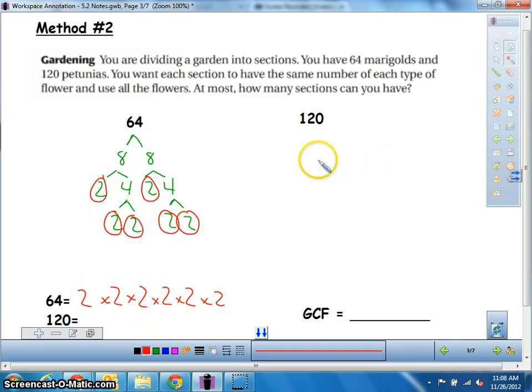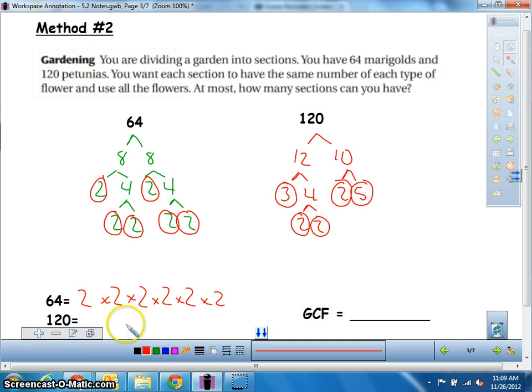Perfect. So now let's go over here. 120. I'm going to break that down into 12 times 10 to get it small. Neither of those are prime, so I'm going to go again. I got 3 and 4, and I have 2 and 5 here. Oh, 2 and 5 are both prime. 3 is prime. 4 needs twigs. So 4 is found by getting 2 times 2.